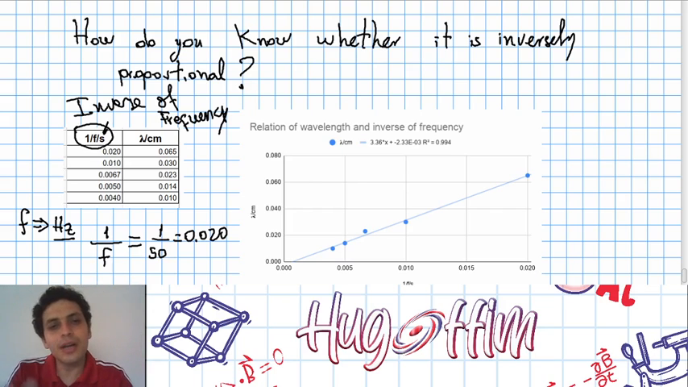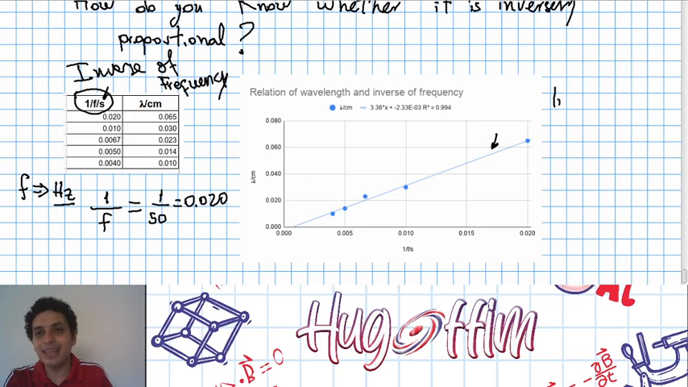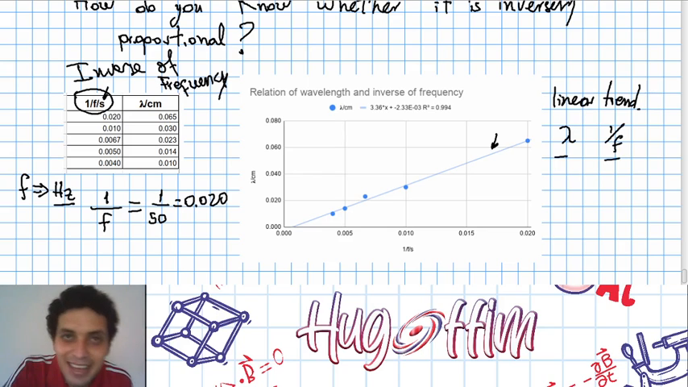So I'm going to graph inverse of frequency and wavelength, and you can see here in the graph the inverse of frequency and wavelength, okay? And what I did was a trend line, so I got a linear trend that relates wavelength and inverse of frequency. And this is the time in which you can tell whether your trend is inversely proportional or not.